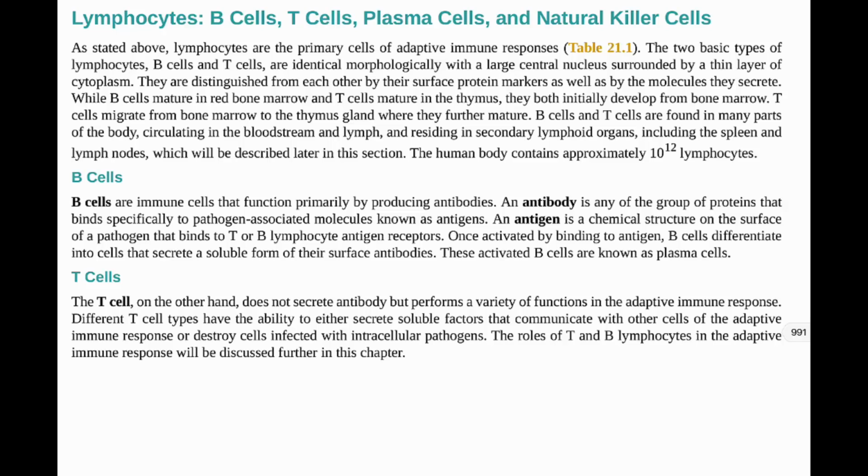So the first one that we're going to talk about are our B cells. Remember, our B cells mature in our red bone marrow, so that's why they're B cells. So they are made in the bone marrow, and then they mature in the bone marrow. The B cells are immune cells that function primarily by producing antibodies. So remember, an antibody is a group of proteins that bind specifically to a pathogen-associated molecule known as an antigen.